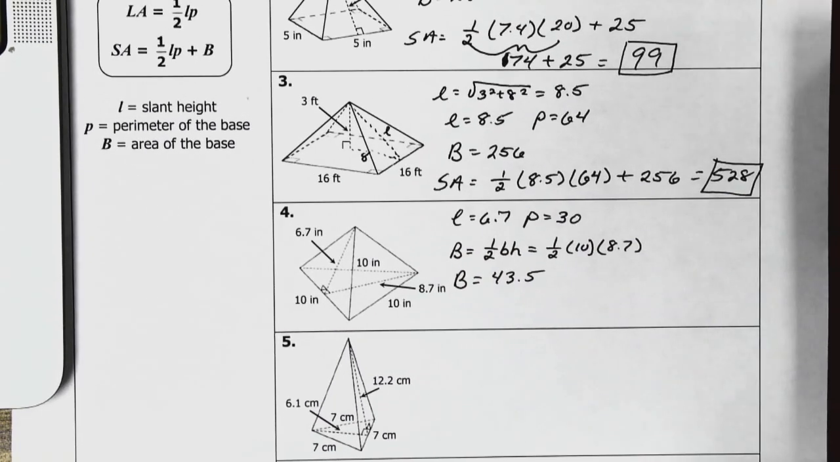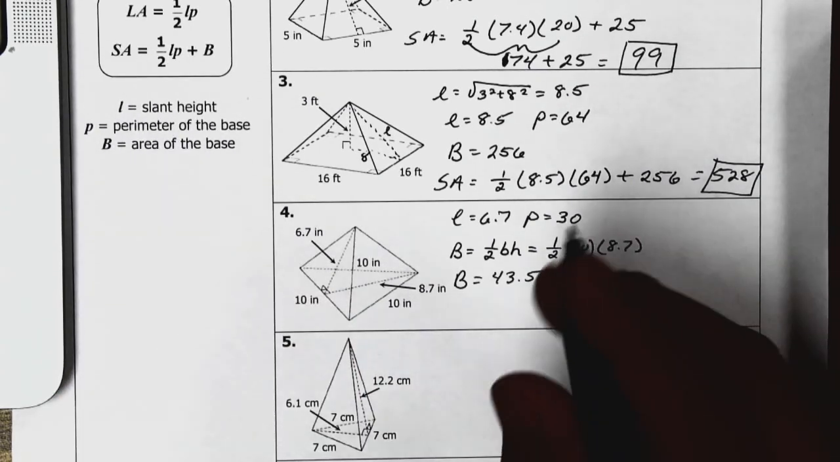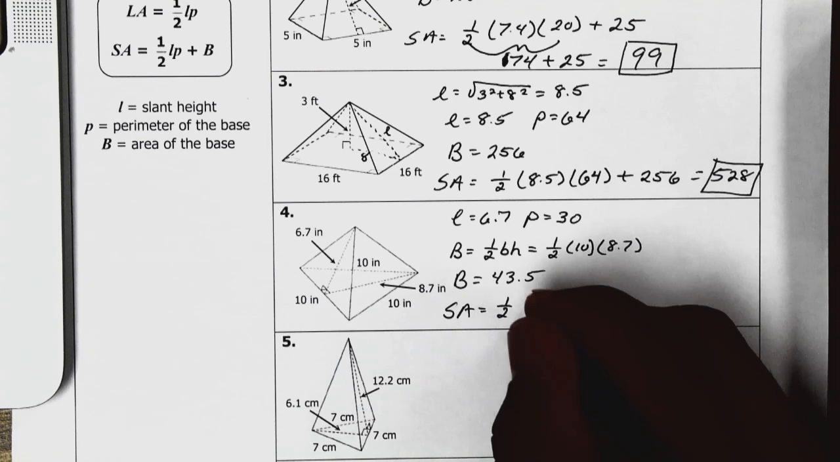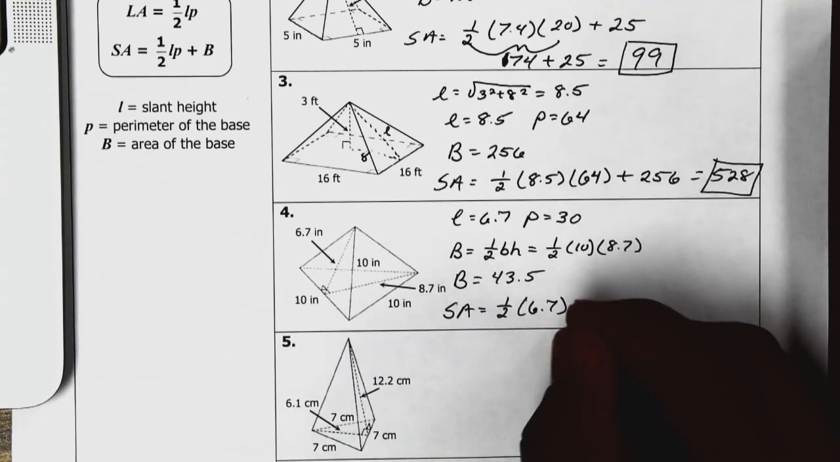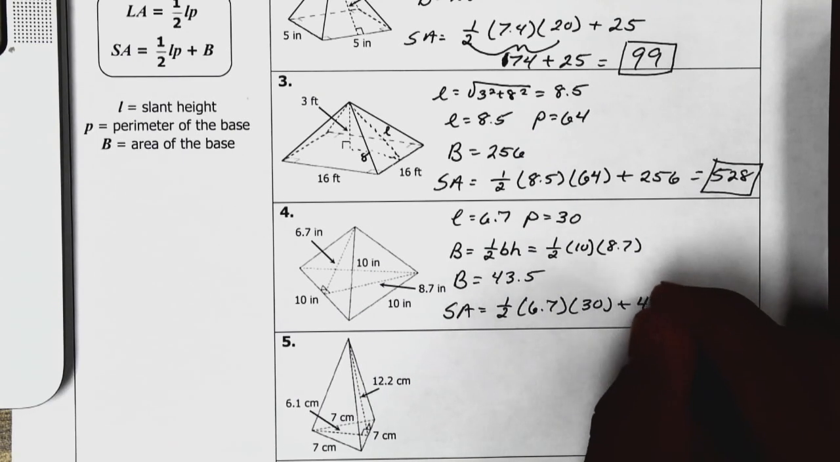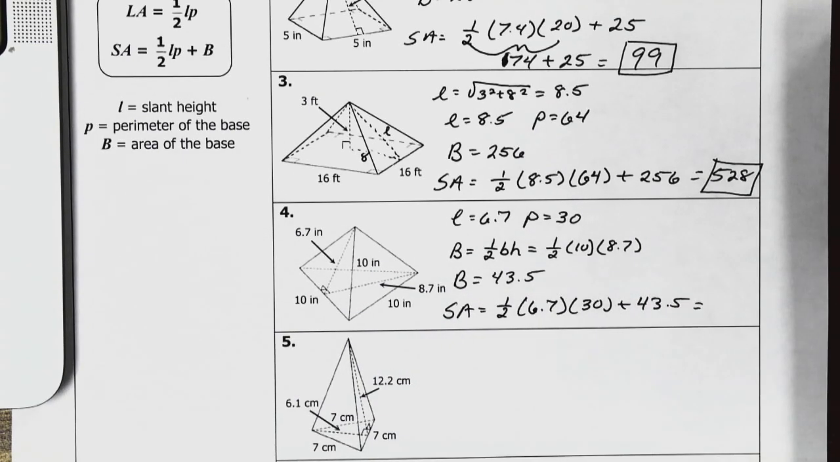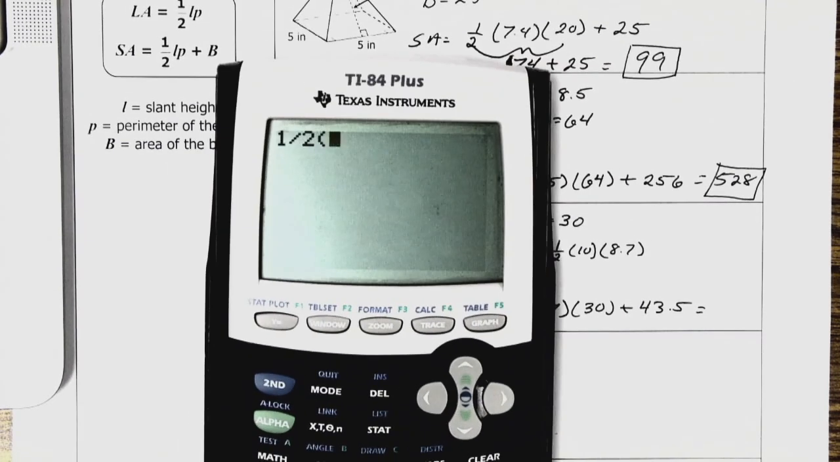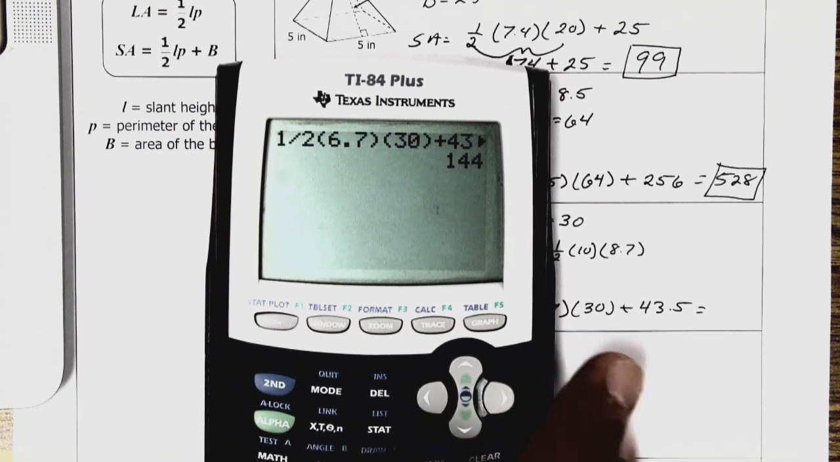Okay, so now I have all my parts, so I can do this formula right here. So SA equals 1/2 times L, which is the 6.7, times P, which is the 30, plus big B, which is the 43.5. So 1/2 times 6.7 times 30 plus 43.5. And there it is, 144.